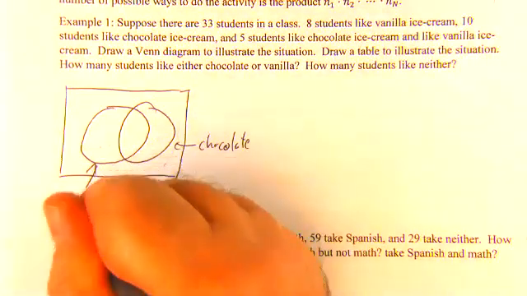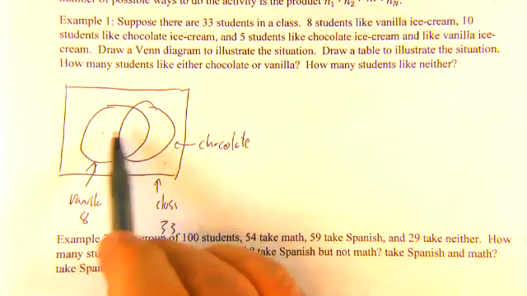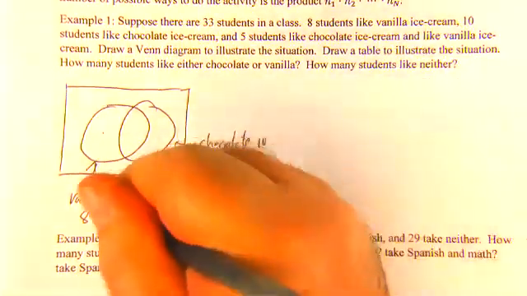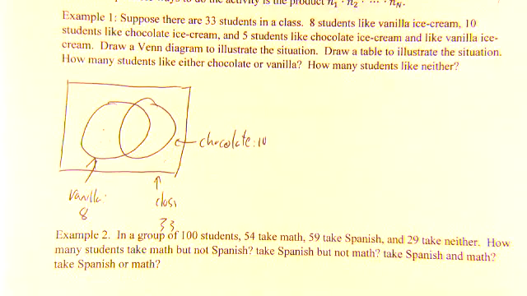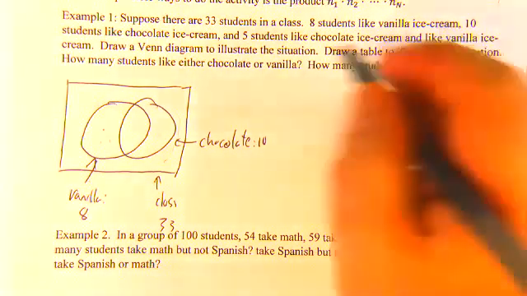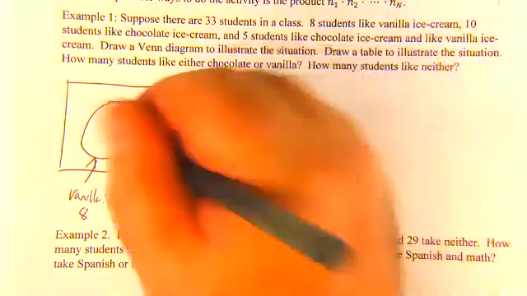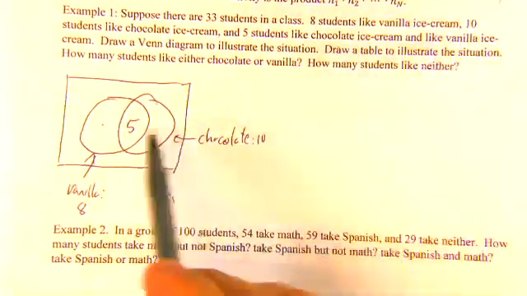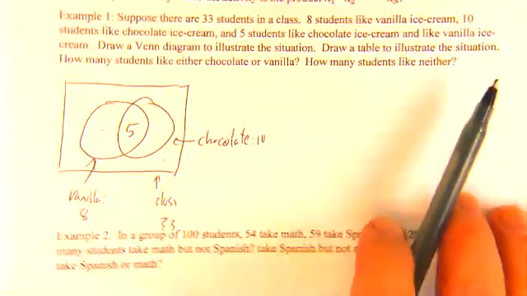Vanilla, that's 8 people total, but it's split up between these 2 regions. Chocolate is 10 people total. That's split up between those 2 regions. I'm not filling in the Venn diagram yet. 5 students like both. So 5 students are actually in the intersection. They like chocolate ice cream and also vanilla ice cream. So they're in both circles.